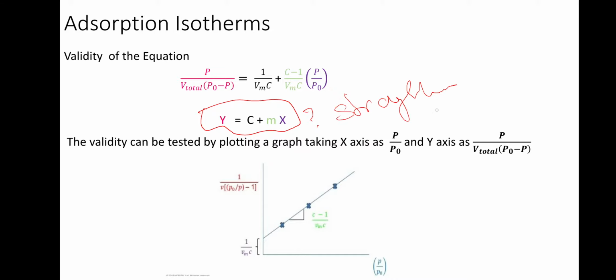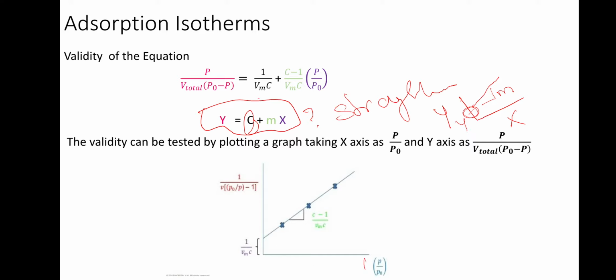When you have two variables, y and x, if you plot them, you should get a straight line, the slope of which is equal to m. If you extend it, where it intercepts the y axis is the intercept, which is 1 divided by VmC. So in the expression, y is P divided by V total into (P0 minus P), the intercept is 1 divided by VmC, and m is (C minus 1) divided by VmC. And x is P by P0.